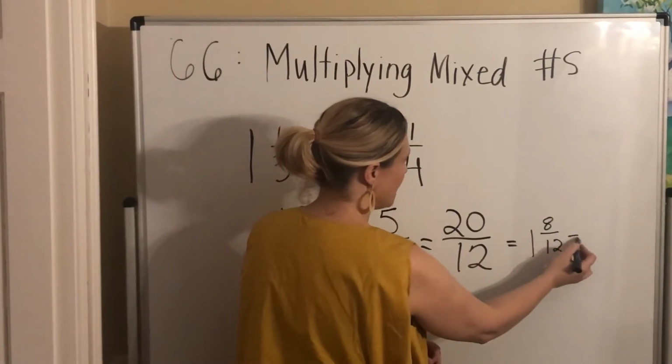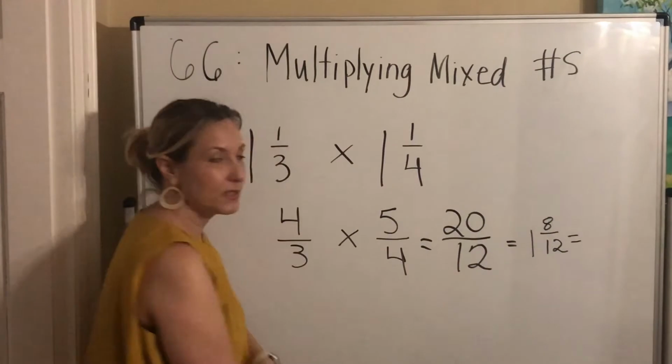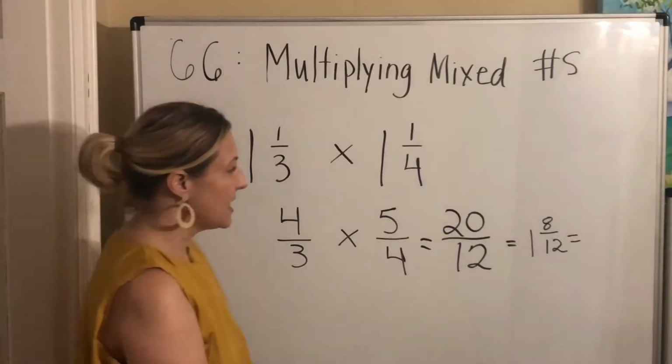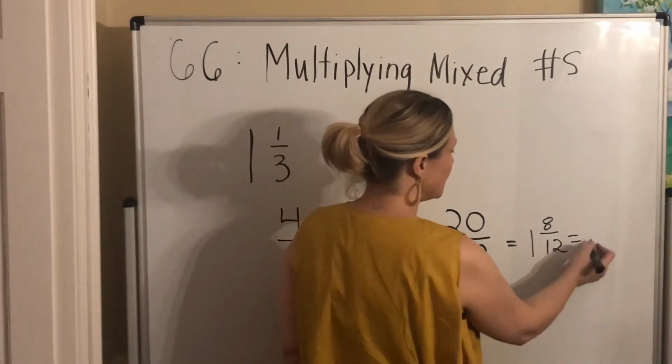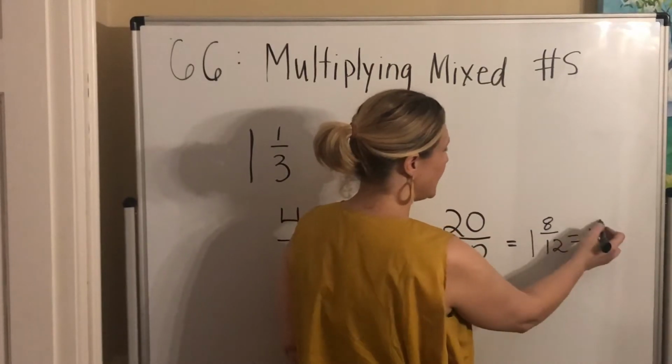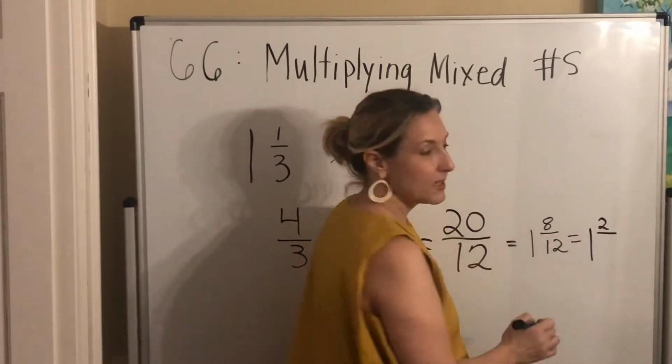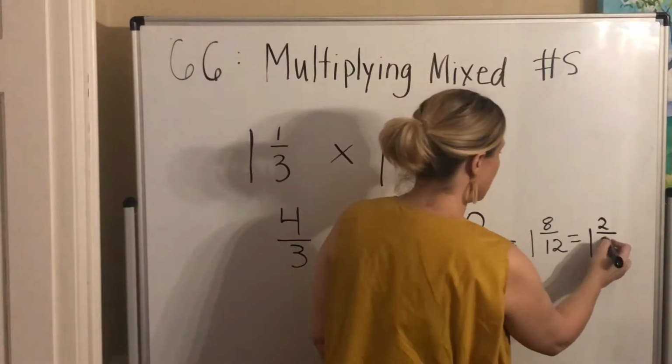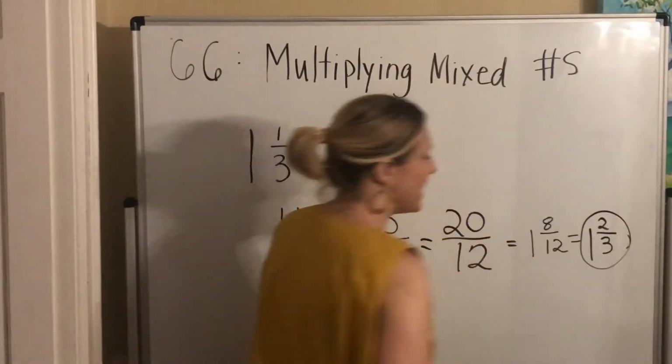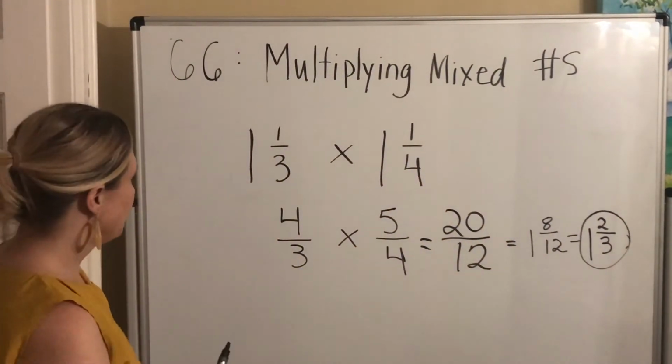All right, now that can be reduced because 4 goes into both of those. 4 is the GCF of 8 and 12. So this would be 4 goes into 8 2 times, and 4 goes into 12 3 times. So this is really 1 and 2/3.